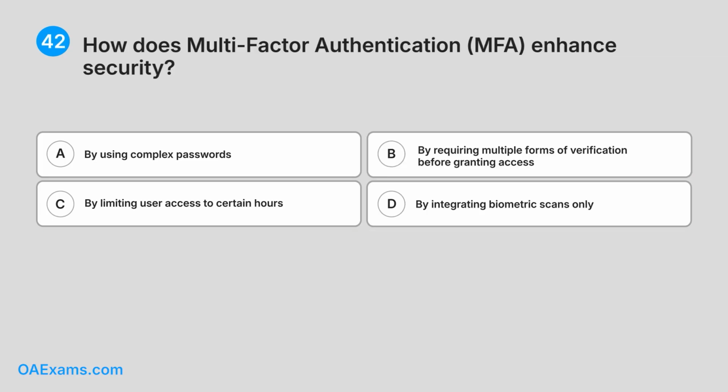42. How does multi-factor authentication enhance security? A. By using complex passwords. B. By requiring multiple forms of verification before granting access. C. By limiting user access to certain hours. D. By integrating biometric scans only. Can you guess the answer?